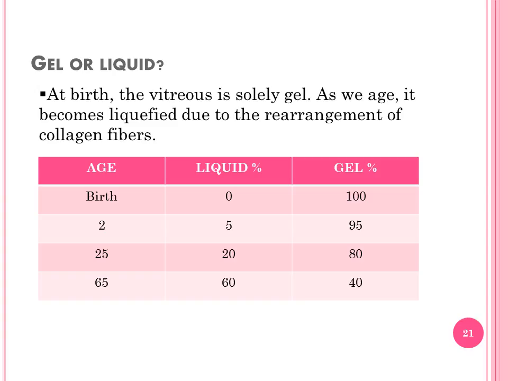Okay, this is an important chart to know. So basically when we are born, the vitreous is only a gel, and then as we age, it becomes liquefied due to the rearrangement of collagen fibers. So you can see these numbers on here, and this is totally fair game for me to ask you guys a question. I would just memorize this chart. We had to know it for our class. You'll probably have to know it for boards. You can see down here at age 65, 60% liquid and only 40% gel. So again, as we age, things just kind of start going down.